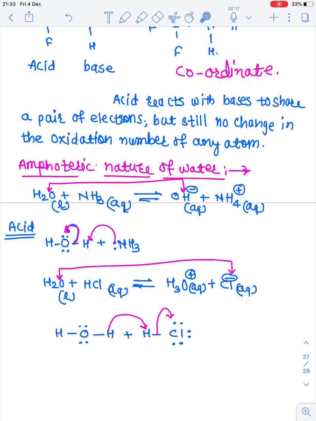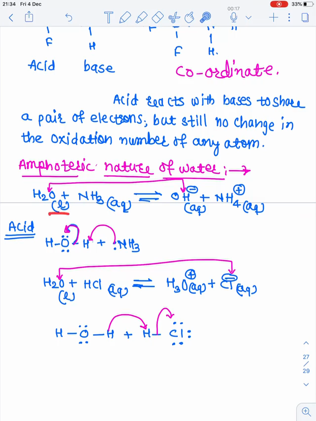Now we will see the amphoteric nature of water. तो एम्फोटेरिक नेचर ऑफ वाटर ये हमें देखना है। तो एम्फोटेरिक सब्सटेंसेस मीन्स क्या है? Those substances that can act both as an acid as well as a base are said to be the amphoteric substances. Now we will see the example here. We will take the example of water molecule and ammonia. We already have seen this example.